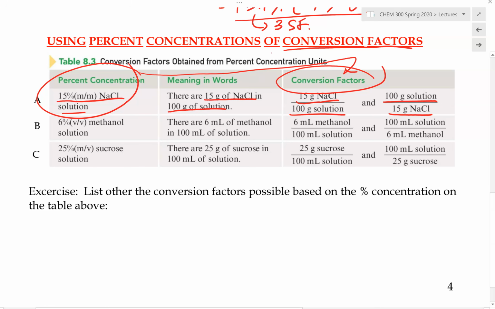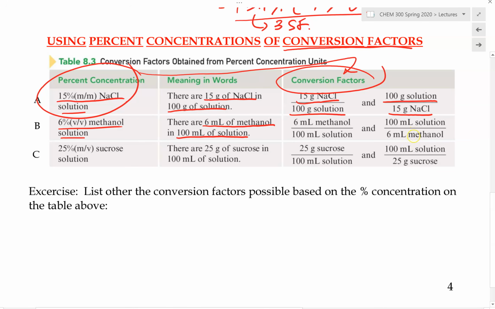And similarly, if we were to have a 6% by volume methanol solution, then this basically means, again, anytime we have the percentage, we can assume the denominator will be 100, and the unit on the denominator will be the solution. So in this case, 100 milliliter of solution. If there's 100 milliliter of this solution, there will then be 6 milliliter of methanol in it. And from there, we can write 6 milliliter of methanol over 100 milliliter of the solution, or the reciprocal of it.